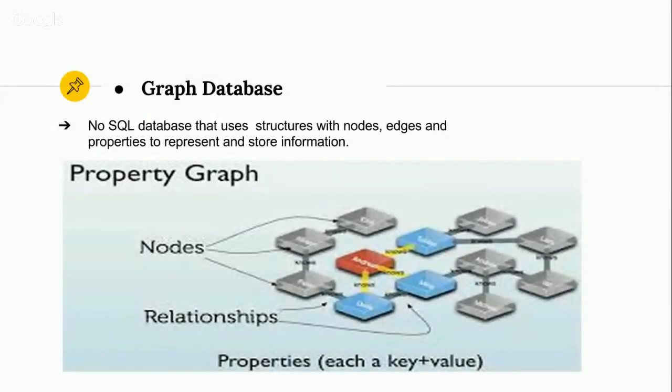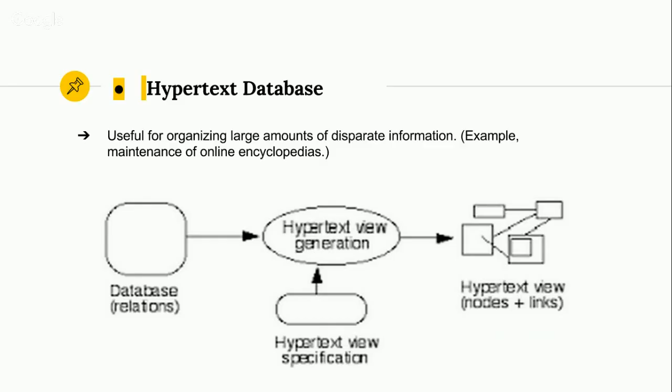Next in our list is the graph database, which is a NoSQL database that uses structures with nodes, edges, and properties to represent and store information. Following, we have the hypertext database, which is really useful for organizing large amounts of different information. An example for the hypertext database could be the maintenance of online encyclopedias.